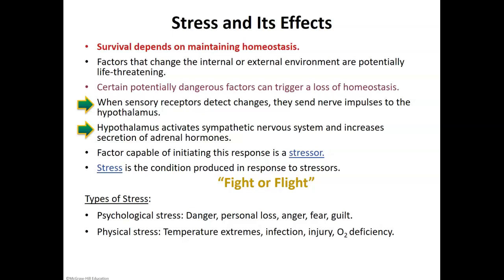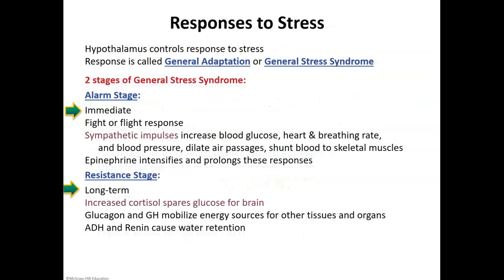The hypothalamus is going to activate the sympathetic nervous system. Remember, sympathetic nervous system was fight or flight, and your parasympathetics were rest and digest. Well, right now we're going to focus on fight or flight. So from there, your sympathetic system is activated, and the first stage of activation is called the alarm stage. The alarm stage is immediate.